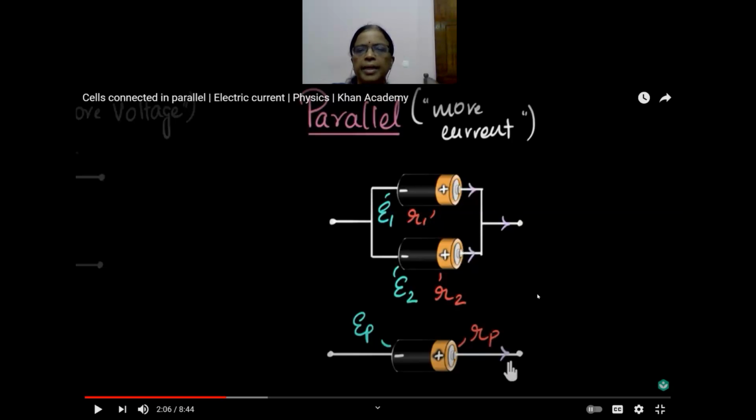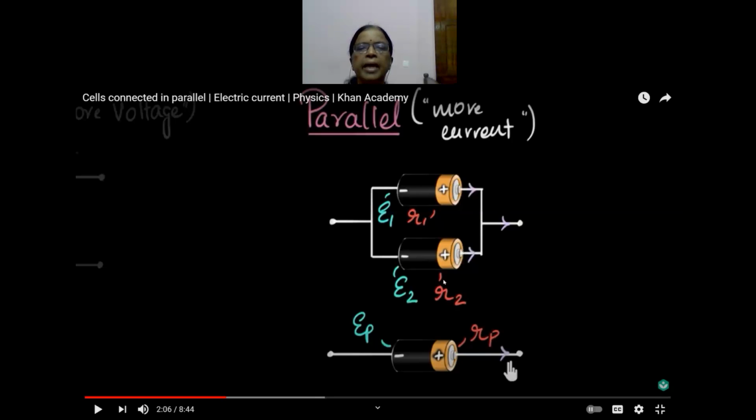And here, if two cells are connected in parallel with the same EMF, children, the EMF of the combination will be the same as that of a single cell. But here we use different EMFs. For example, one is 3 volt, other is 6 volt. This cell has internal resistance 0.1 ohm, and this one has another value of internal resistance, 0.2 ohm. So, the two cells we have taken have different EMFs and different internal resistances.